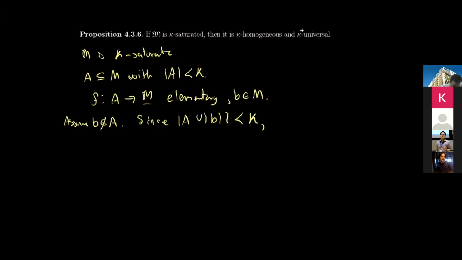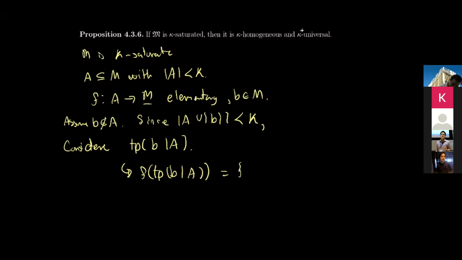So how do we do that? We can consider the type of B over A. Okay, so this is a type of B over A, right? And you can consider this guy, and then you can look at this guy, f tp B over A, which is the set of phi of x and f of a, for when you have that phi x a is in tp B over A.